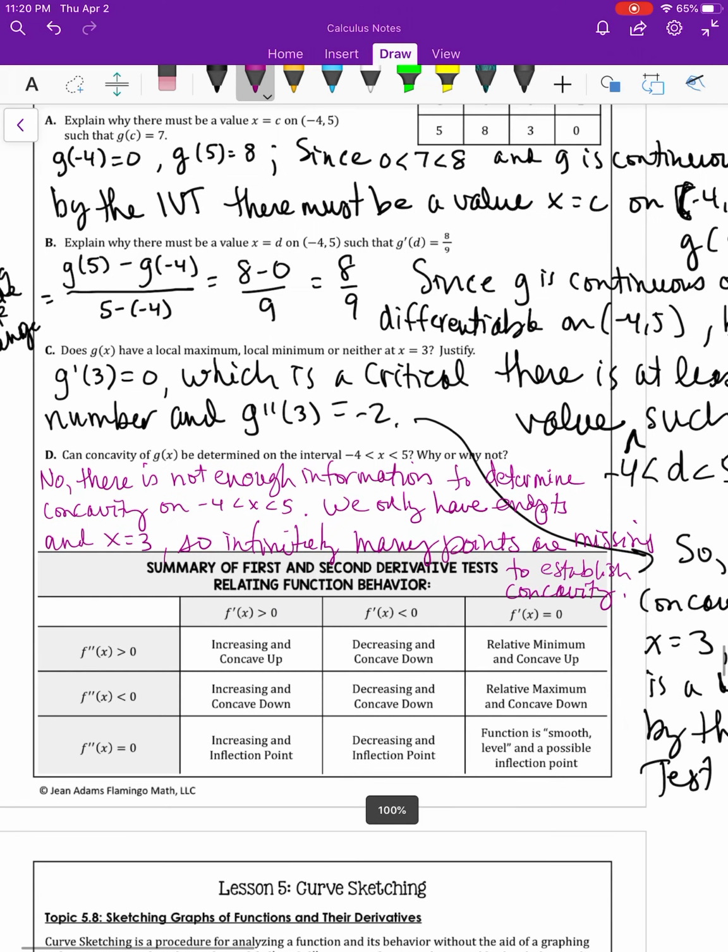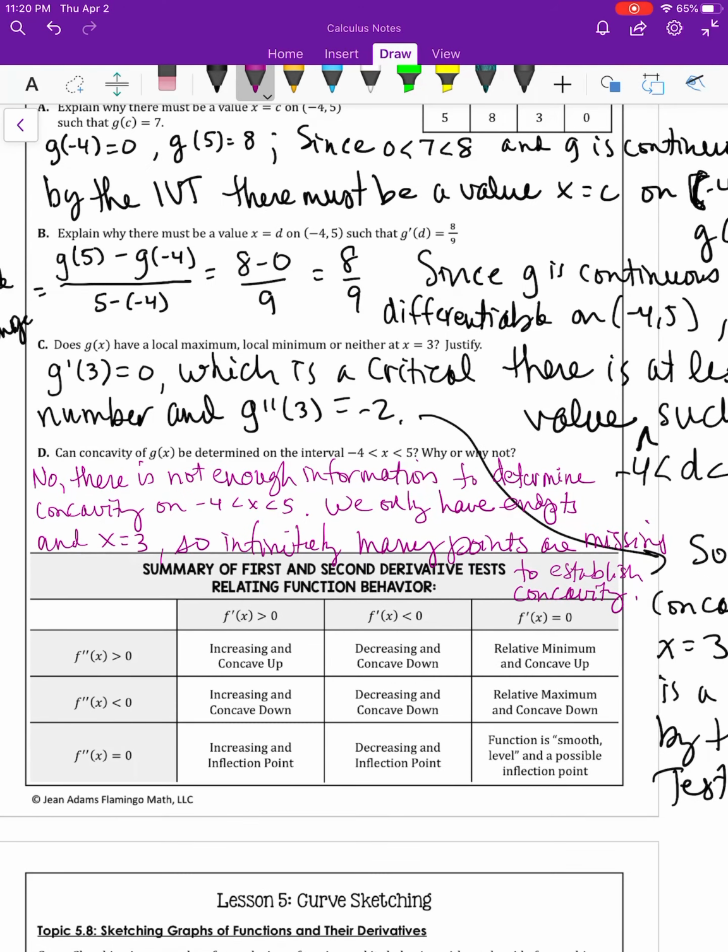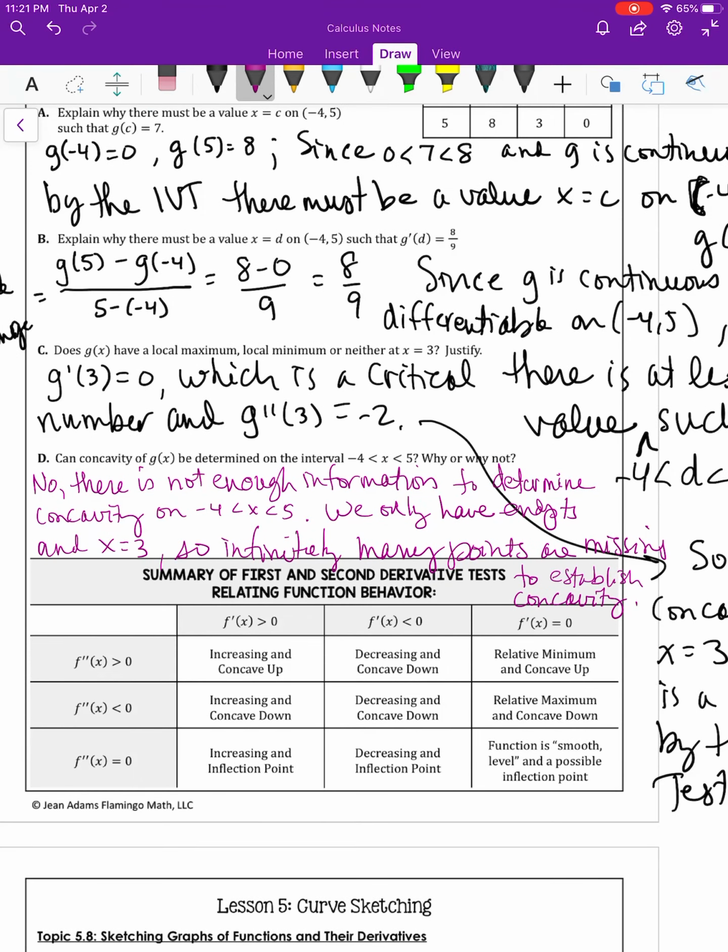Okay, so here is the summary of our first and second derivative tests. And you can see that if you've got a positive first derivative, it's increasing, positive second derivative, concave up. If we have a positive first derivative, increasing and a negative second derivative, concave down. Positive first derivative and a 0 second derivative, you have increasing and an inflection point.